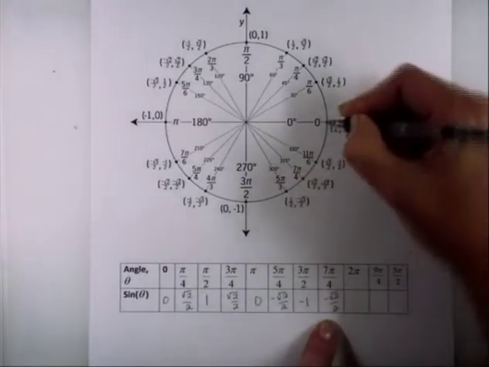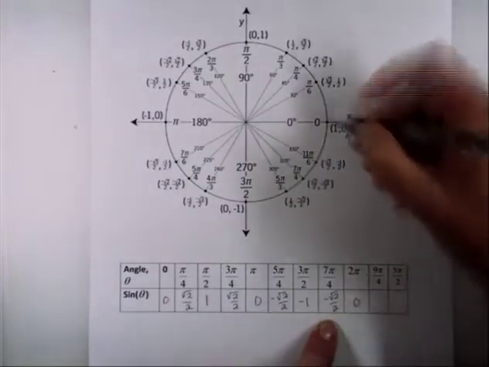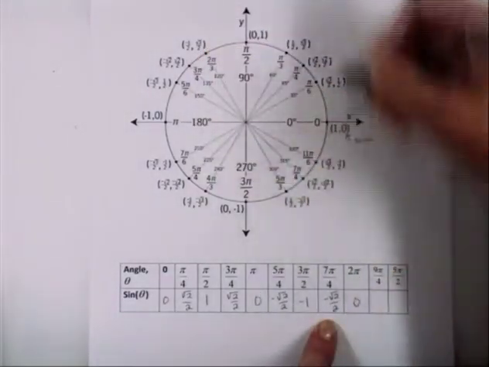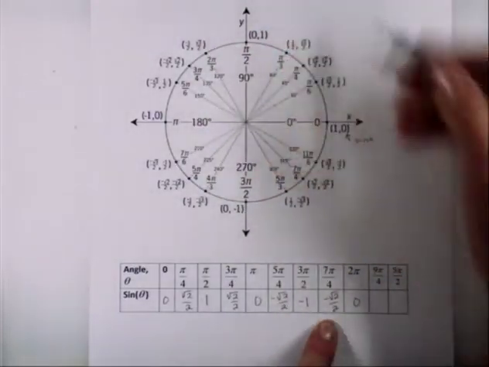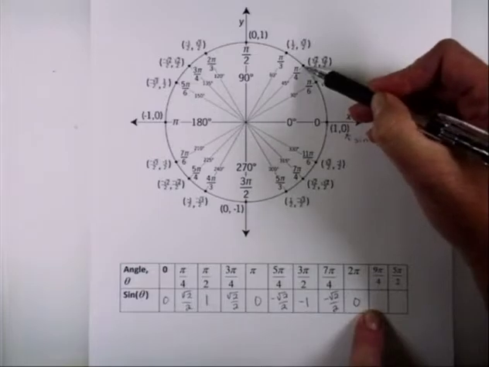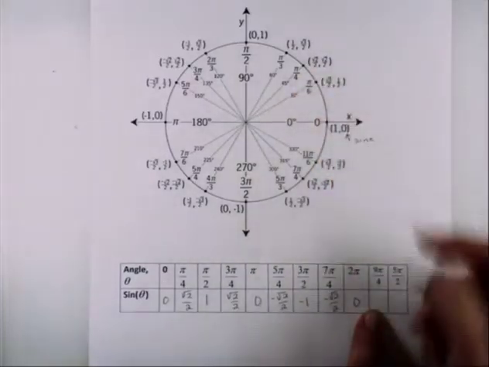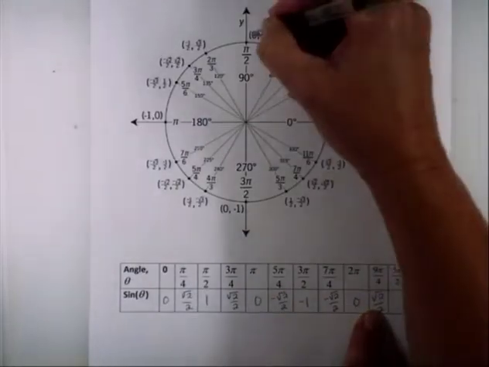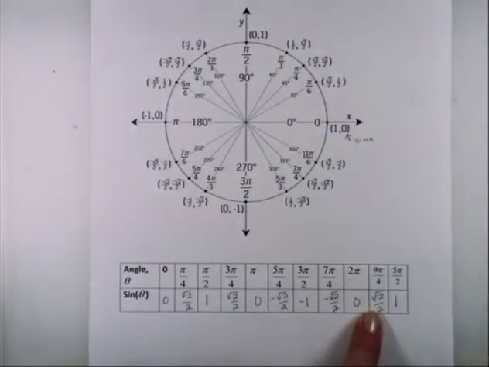Back around to 2 pi, we're back to 0, and then you can see what's going to happen. Once we get here, we're just repeating those same values over and over again. So we'll do a couple just to remind you of that. At 9 pi over 4, we're back at pi over 4 as our reference angle, square root of 2 over 2. And then up here, 5 pi over 2 is going to be 1.